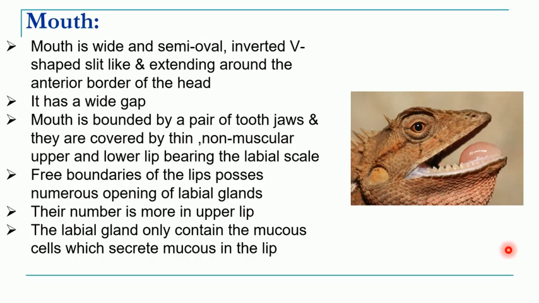Now the boundaries of these lips possess many glands. These glands on the lips are called labial glands, and their number is variable. Their number is more in the upper lip compared to the lower lip. So what is the function of these labial glands? They contain mucus cells which secrete mucus that helps in the digestion process.